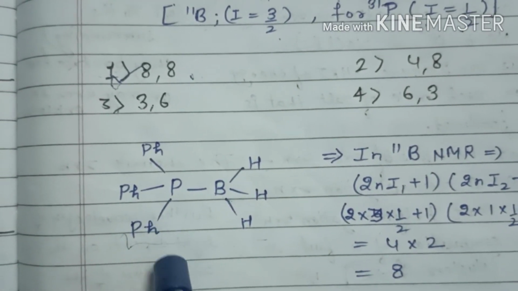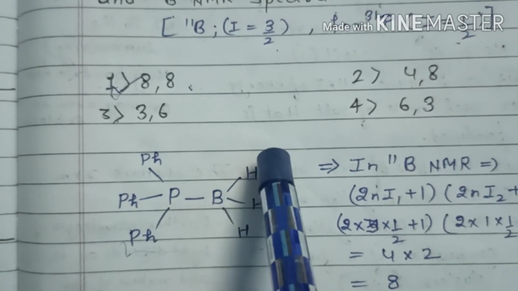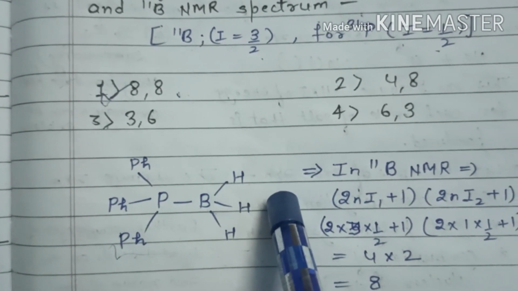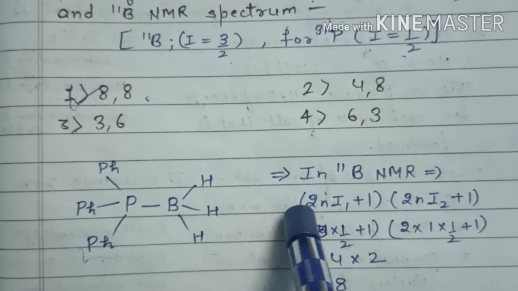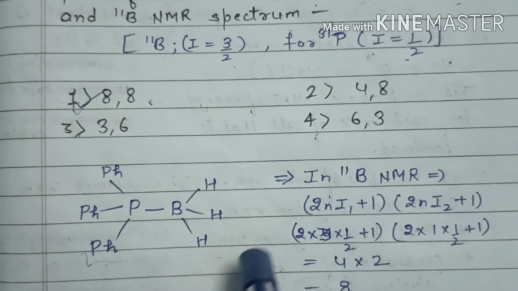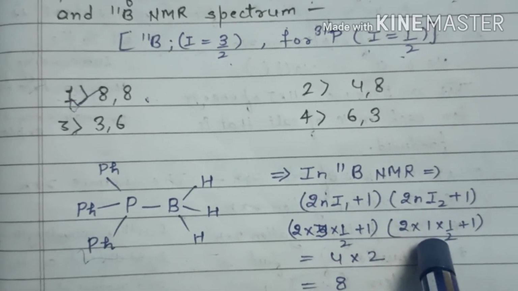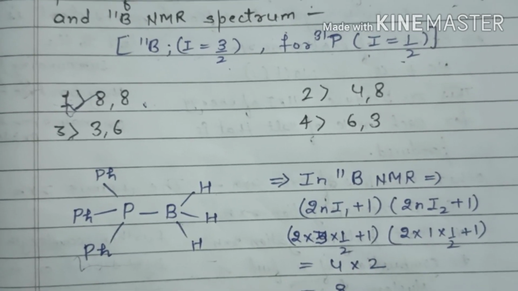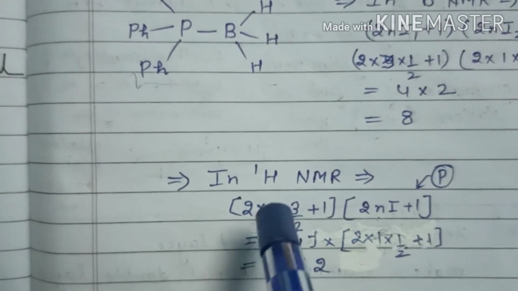Firstly, we will see the structure of this molecule. 3 phenyl groups are linked with the phosphorus atom and 3 hydrogens are linked with boron. So, if we see the spectrum in B11 NMR spectrum, we calculate by this formula, 2nI1 plus 1 and 2nI2 plus 1. This one for the 3 hydrogen atoms and half is the spin number for hydrogen, and this one for the phosphorus and half is the spin number for phosphorus. So we will get 8 signals for B11.